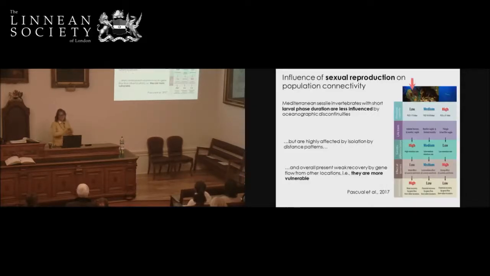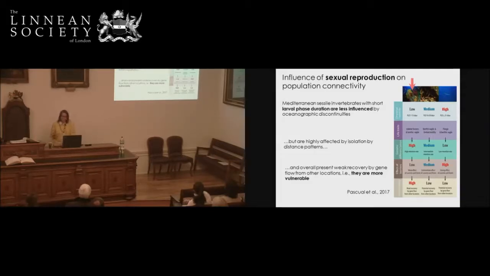And this is the final part of the talk. I'll be telling you about the influence of sexual reproduction on population connectivity. Again, it is in the Mediterranean, and I'll be telling you about sponges from the Mediterranean, because I'm from Spain, so that was close, and I could go to the sea and collect them very easily.